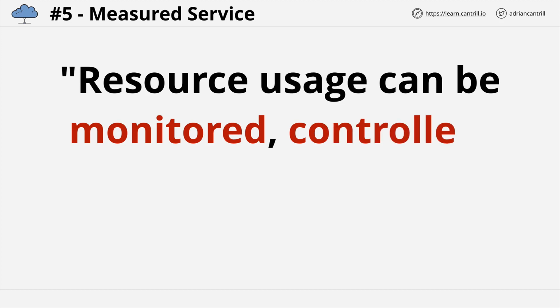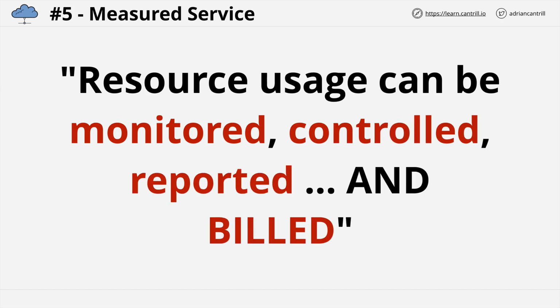Okay, let's move on to the final characteristic, and that's measured service. Now, the NIST document defines this as cloud systems automatically control and optimize resource use by leveraging a metering capability at some level of abstraction appropriate to the type of service. And it says that resource usage can be monitored, controlled, and reported, providing transparency for both the provider and consumer of the service. Now, my simplified version of this is that resource usage can be monitored, controlled, reported, and billed.